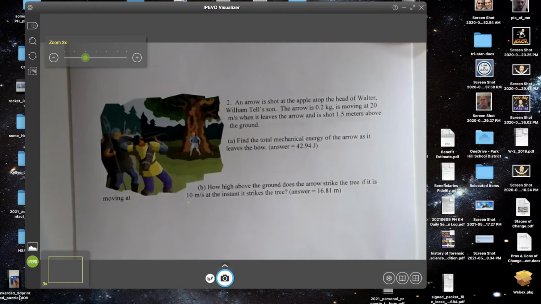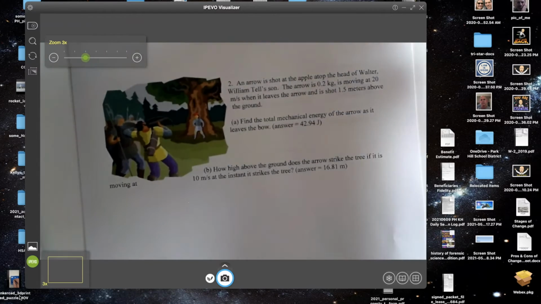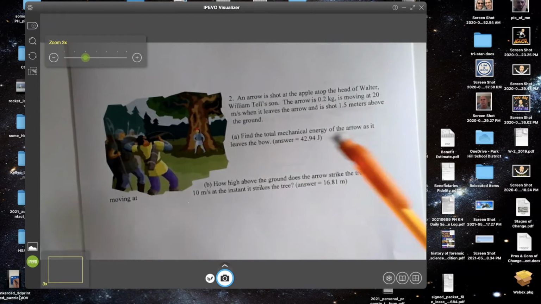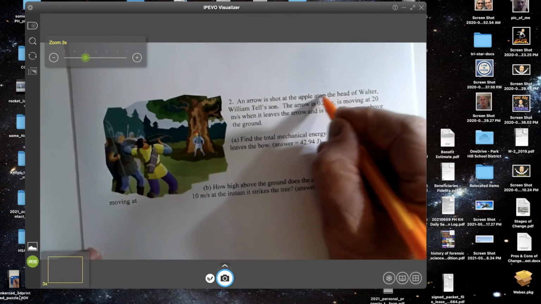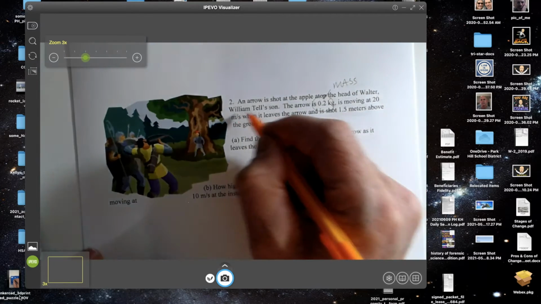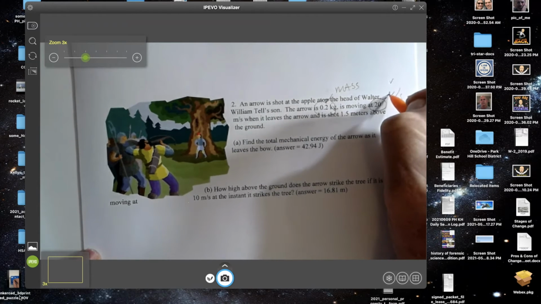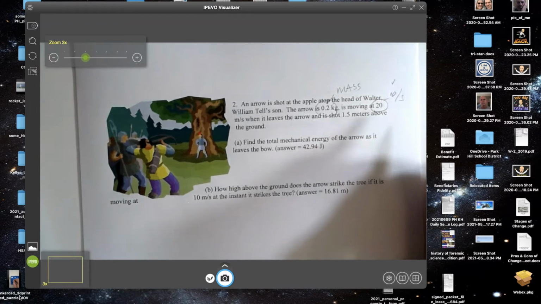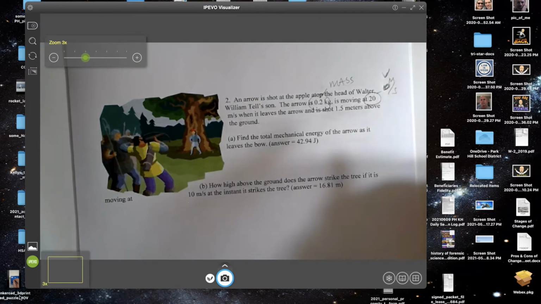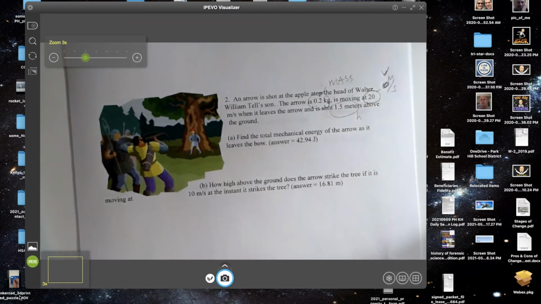Okay, well, let's take a look at the second problem here. An arrow is shot at the apple atop the head of Walter, William Tell's son. The arrow is 0.2 kilos, so that's the mass of the arrow. It's moving at 20 meters per second, so that would be the velocity the arrow had. And it's shot 1.5 meters above the ground, so that would be the height above the ground.